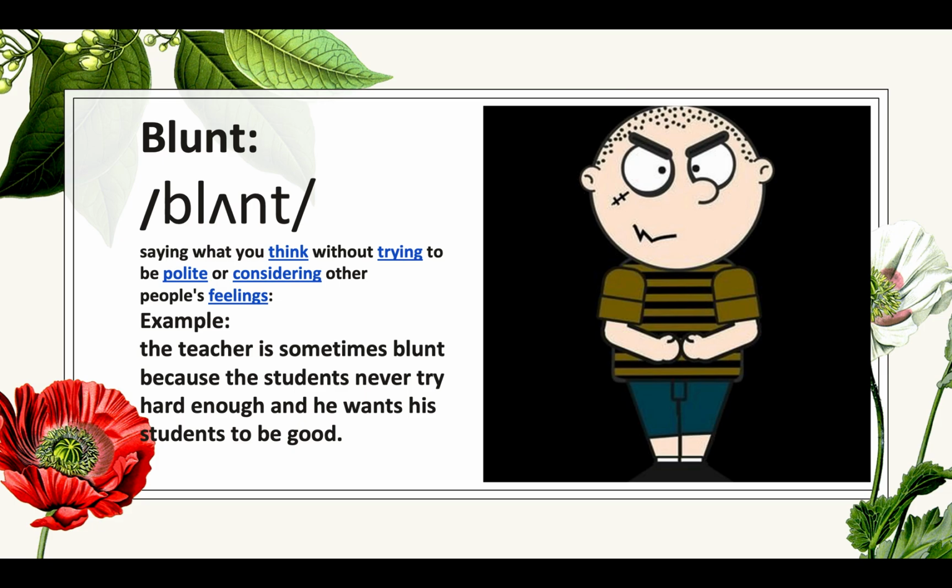So I have the example over here. The teacher is sometimes blunt because the students never try hard enough and he wants his students to be good. It means to be blunt. So I think to be blunt is a bad adjective. So don't try to be blunt, right? Because if you are blunt, you will hurt others' feelings. There are some ways for you to say things to others without hurting their feelings. So we have the second one, to be blunt.